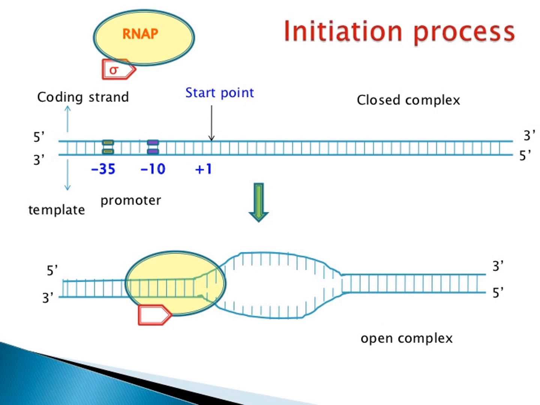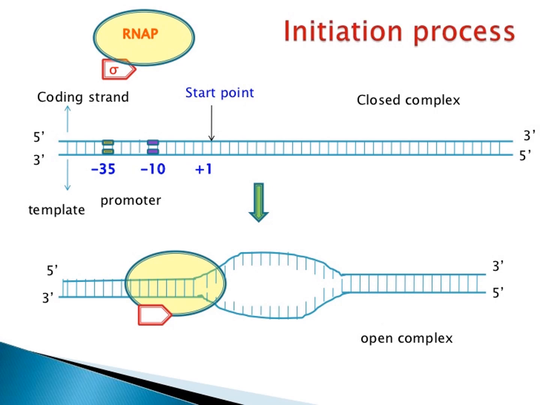So in the initiation process, the RNA polymerase with sigma factor will come and bind to the promoter region of the DNA. Okay, this is the promoter region here. Then after binding of the RNA polymerase to the DNA, the double-stranded DNA will open up and form a transcription bubble. Okay.